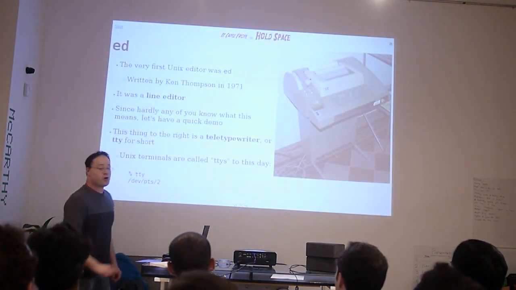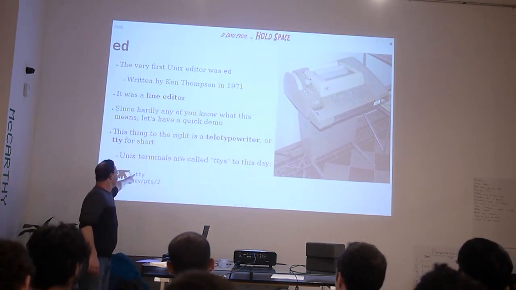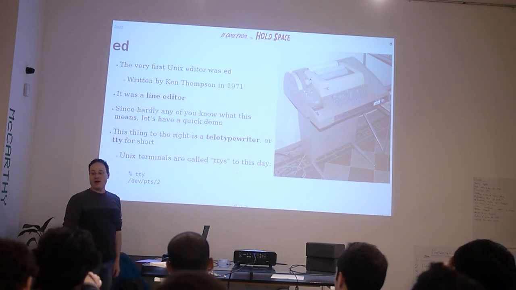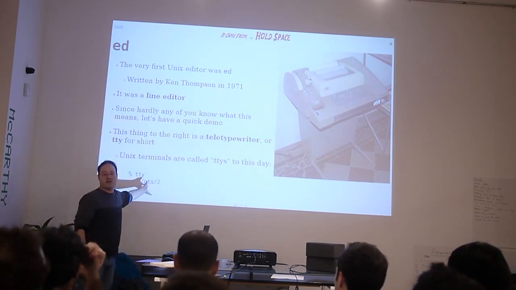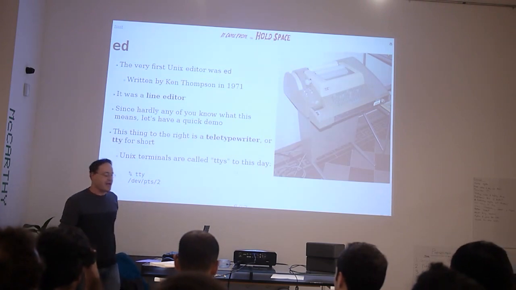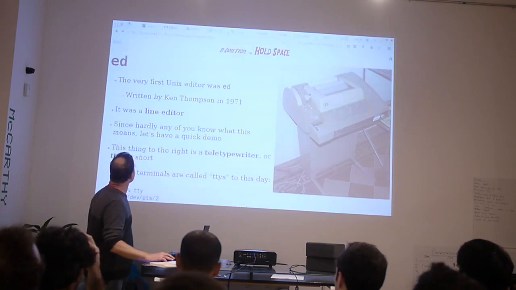All right, Unix terminal devices are still called TTYs, even now, for teletypewriter. The TTY command you can run, and it'll tell you what teletypewriter you're using. This used to be like dev TTY too. These days they're PTS, which is, I forget what exactly. I don't remember what P is for. S is for the unpleasant word slave.